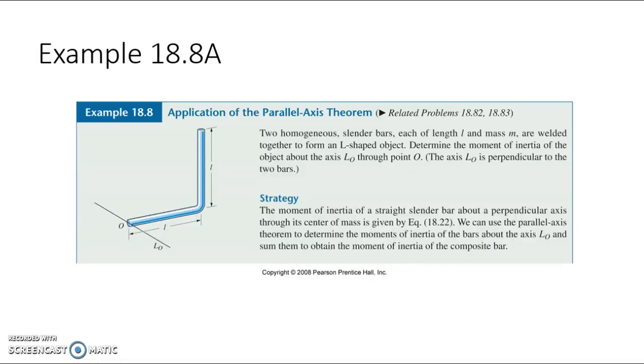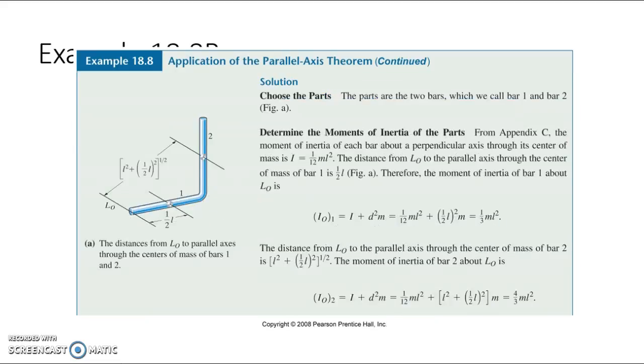Now moving on, let's look at how we apply the parallel axis theorem to the same problem we looked at earlier. So two slender bars, each of length L. Again, now we can look in a table, since we know that the tables exist. We still want the moment of inertia about a line going through point O.